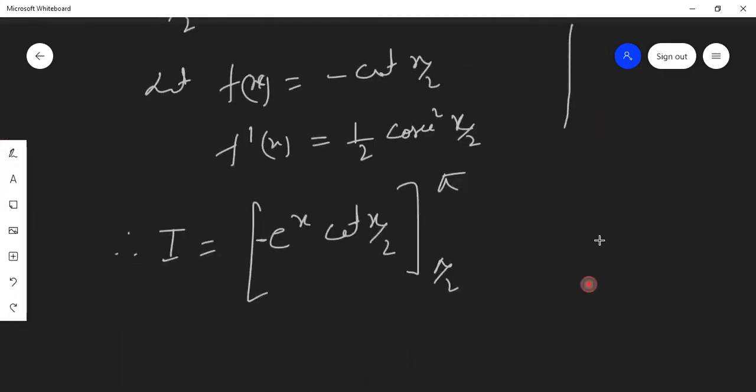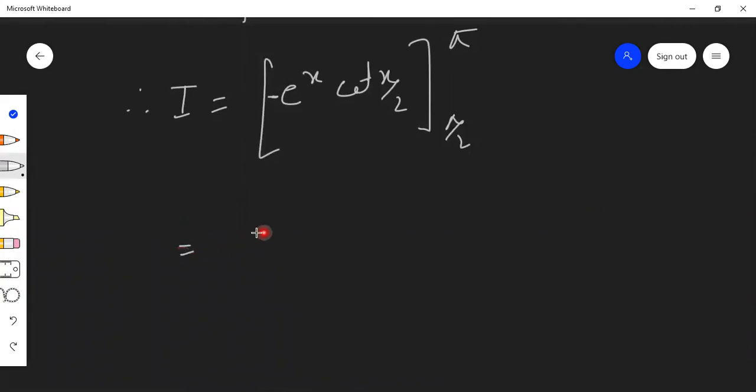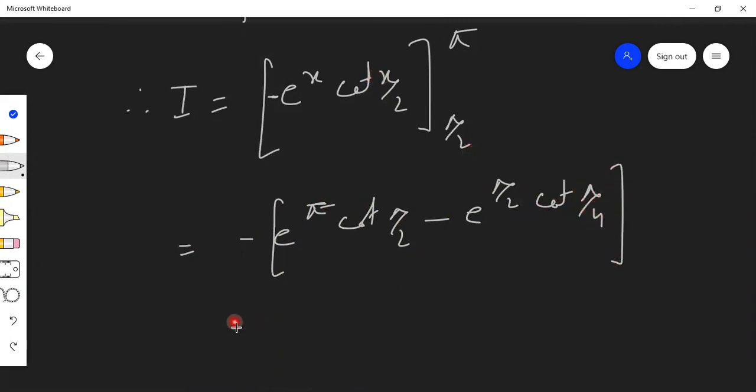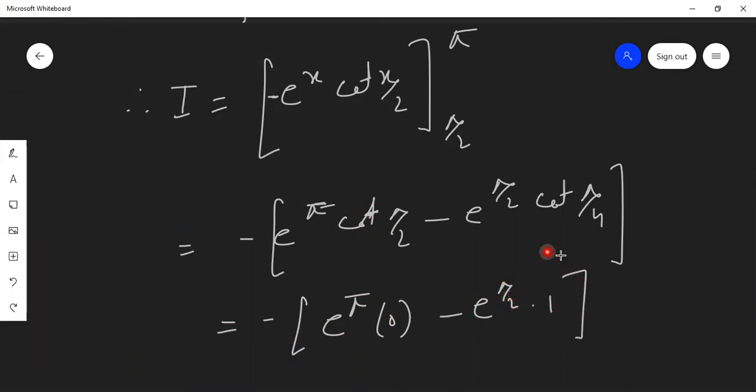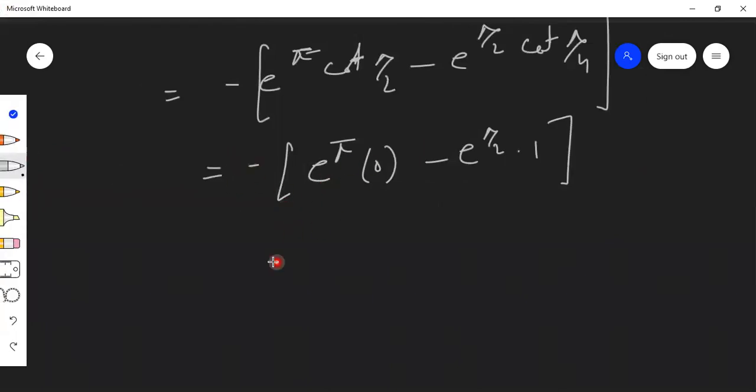All right, and now we're going to put these values, which is equal to minus of e to power pi cot of pi by 2 minus e to power pi by 2 cot of, if we put x as pi by 2, it becomes pi by 4. And now I have minus e to power pi, this thing becomes 0, cot 90 is 0, okay? Minus e to power pi by 2 into 1. So what are you getting? Very good. So this becomes 0 and this becomes e to power pi by 2. Your answer is e to power pi by 2.